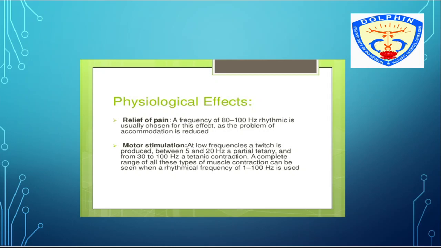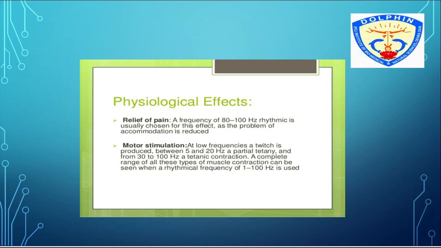Now it has motor stimulation, with low frequencies which produce between 5 Hz to 20 Hz. As we know, the beat frequency is produced by using the 2 medium frequency currents and produces 30 to 100 Hz. The tetanic contraction is seen during your IFT current.